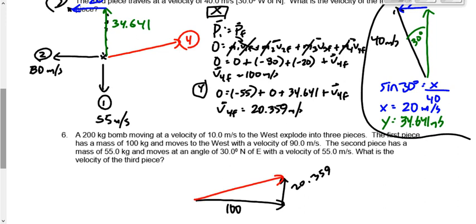Okay, let's find that. How do we find that? Oh man, this is easy. This is like what, grade 7 or something like that? Like finding the hypotenuse there? It's the Pythagorean theorem, right? We do a thing there. It works out to be 102 meters per second.